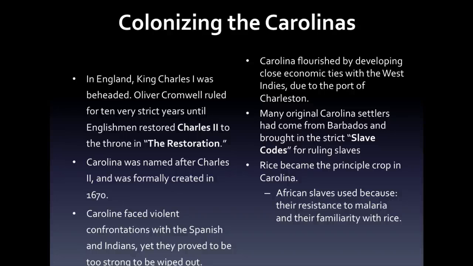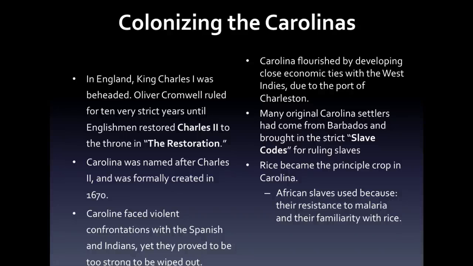The next colony we go over is the Carolinas. In England, Charles I had been beheaded, and Oliver Cromwell was ruling, and then Englishmen restored Charles II to the throne in the Restoration. That's not as important to know, but what's important here is that after Charles II was put back into power, Carolina was created and named after him in 1670.